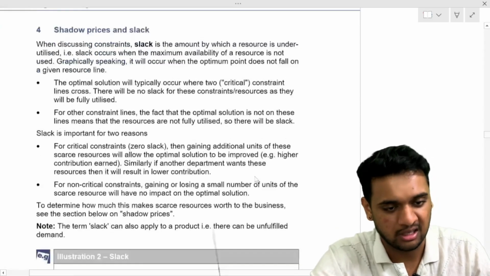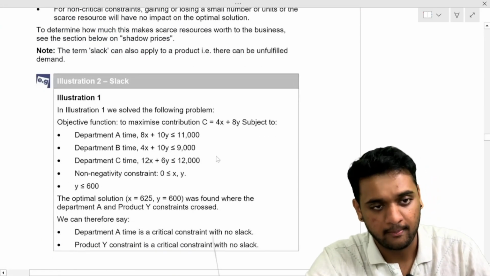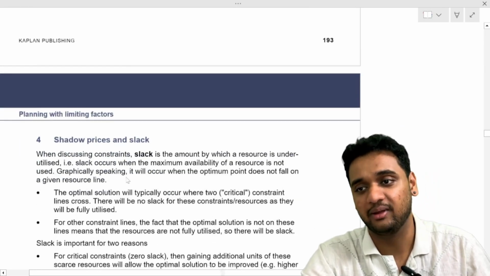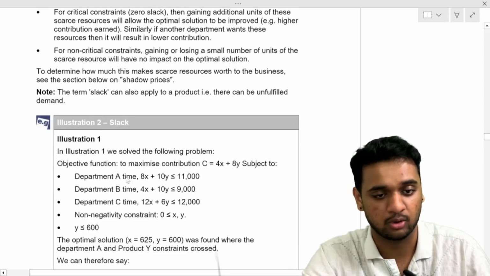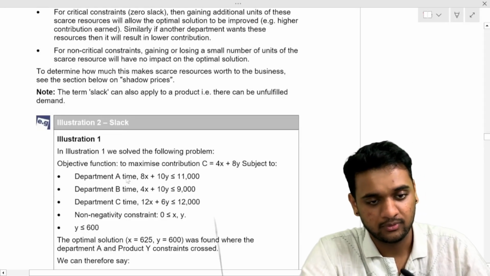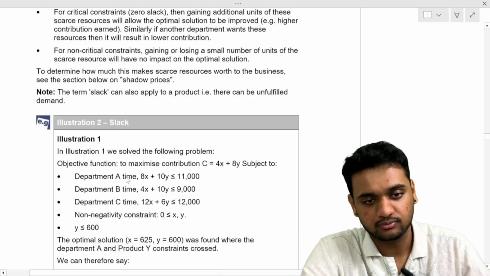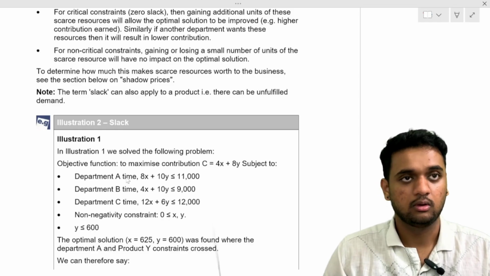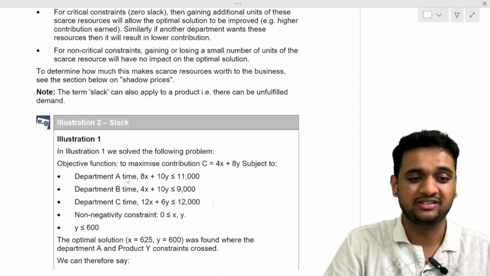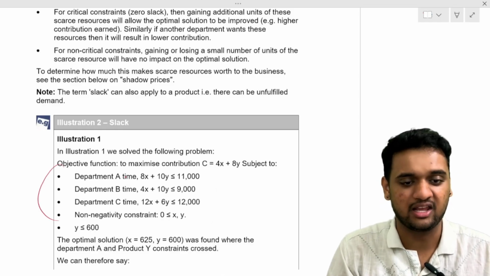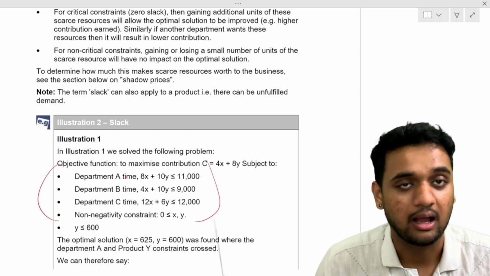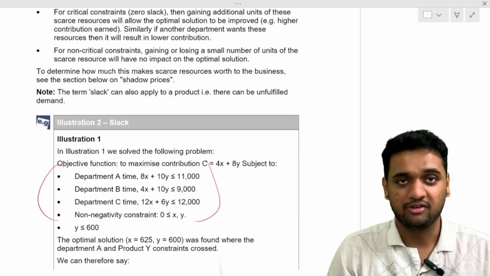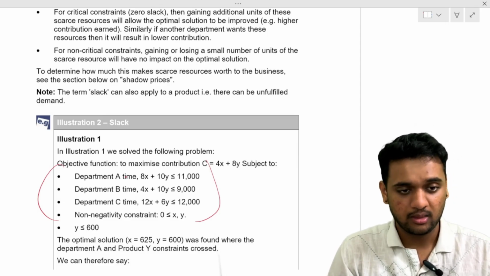To know that, you just come down, come to illustration number 2. Shadow price and slack, one heading will be there. Below that there is something called illustration number 2. Come down to that point. If you see, the first illustration we did, they've given to us again.